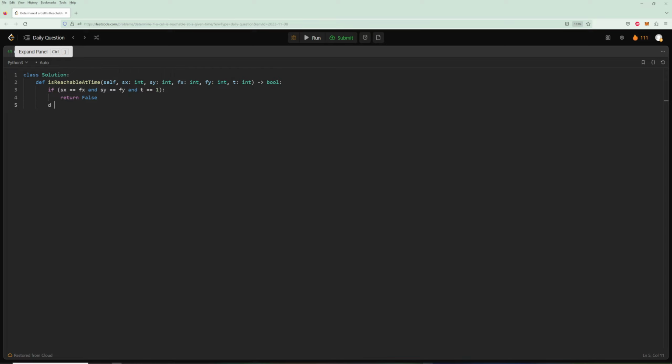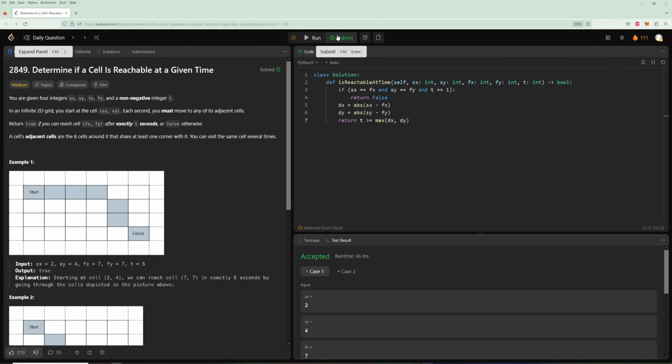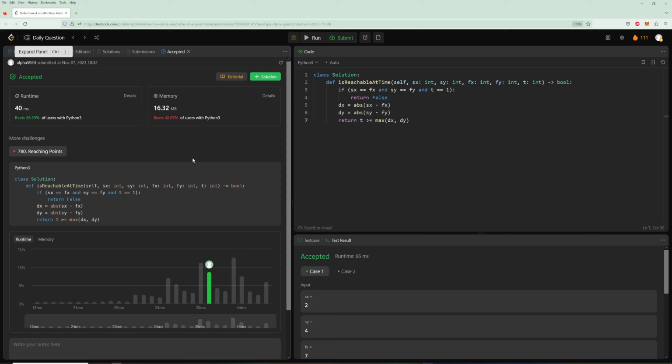So we're going to say dx equals the absolute value of start x minus fx, and dy equals the absolute value of start y minus fy. And let's return t is greater than or equal to the maximum of these, right? So the time is going to be the maximum of these. And let's run it. Let's take a look. Looks like we're good. And yeah, there we go.